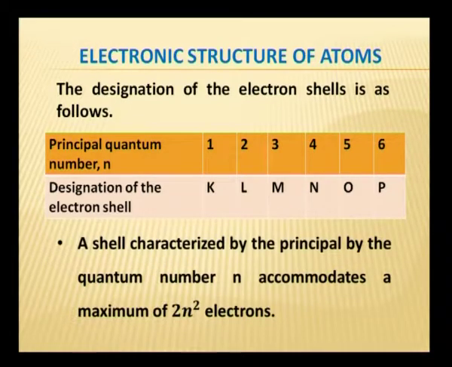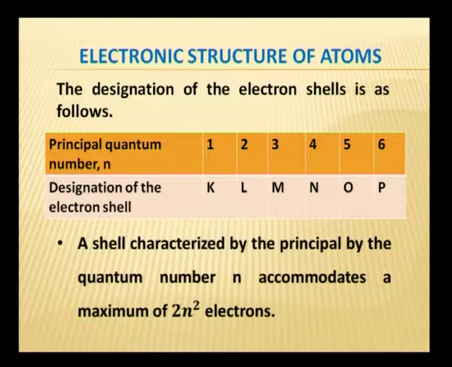Now, apply this for the first shell, the K shell, where n is 1. How many electrons can you have in the first shell? You can have 2 into 1 square, which is 2. How many can you have in the second shell? Here n is 2, so 2 into 2 square, that means 2 into 4, which is 8.